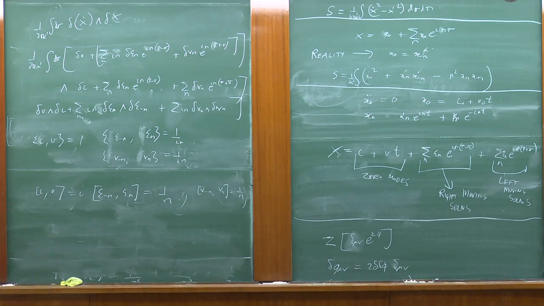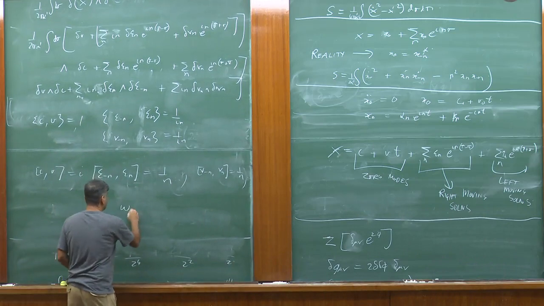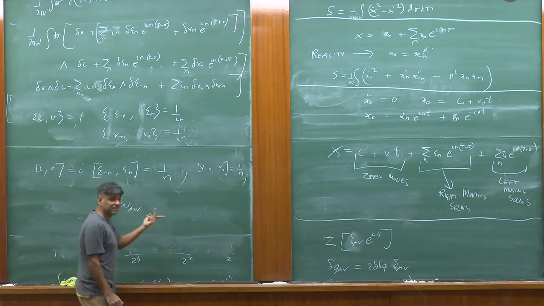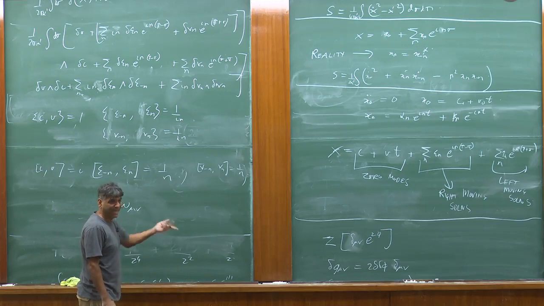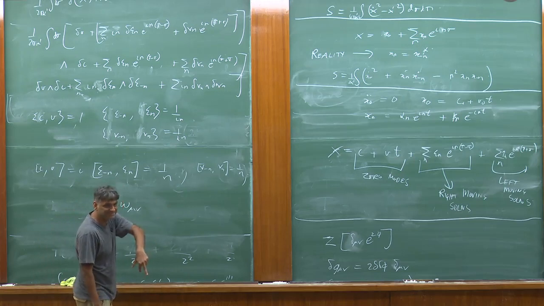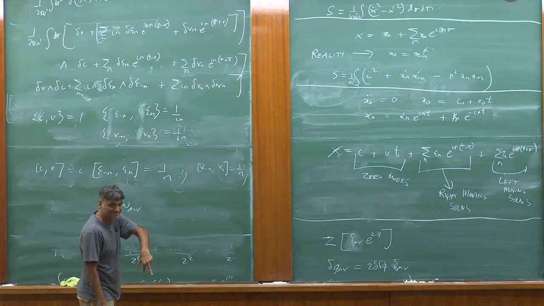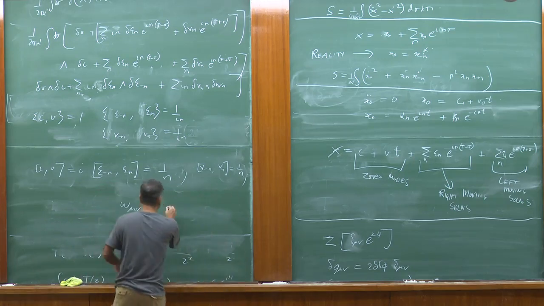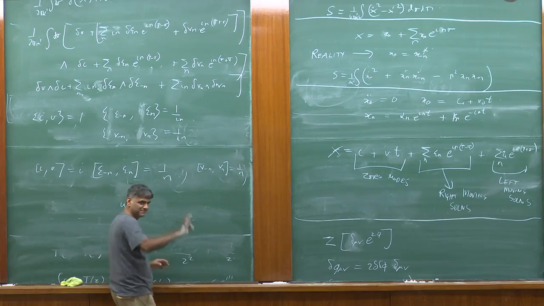No, because this is omega with mu nu, and we have to first invert it. So n becomes 1 by n. Think of this omega as a 2 cross 2 matrix. Clear?